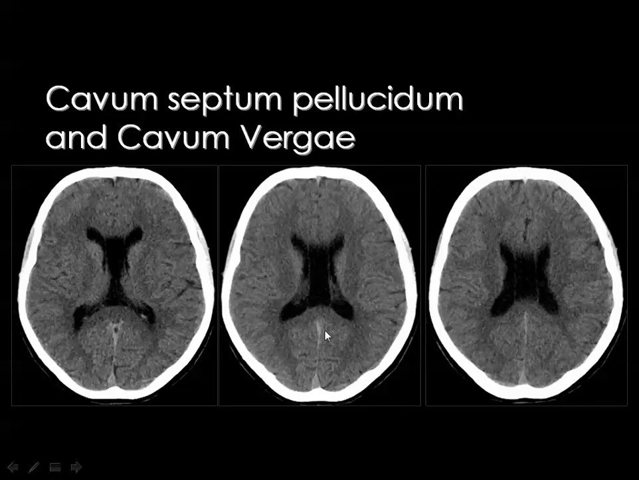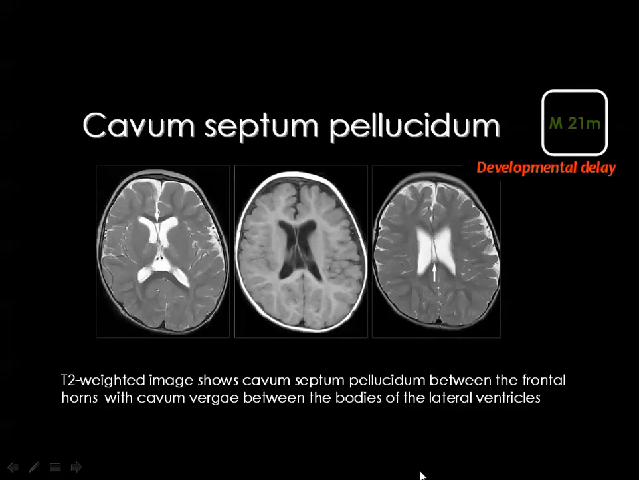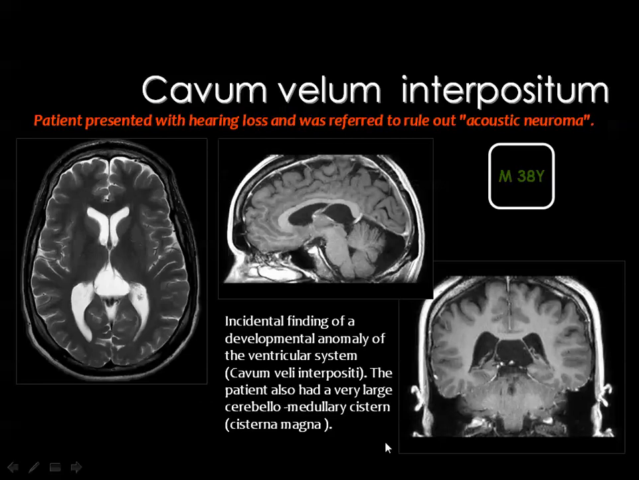If it continues between the bodies of the lateral ventricles, you call it cavum septum vergae. Then this is cavum septum pellucidum and vergae. And this is cavum septum pellucidum, MRI T1, MRI T2 weighted images, and you see that the septum is containing CSF.